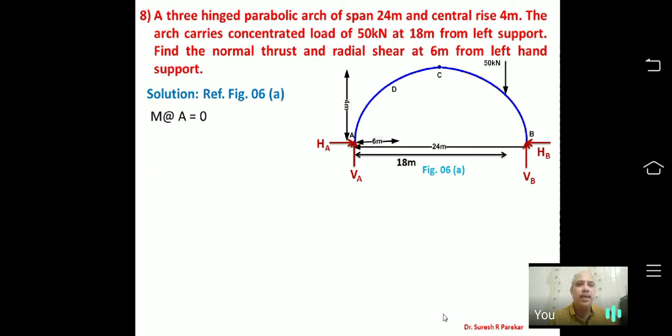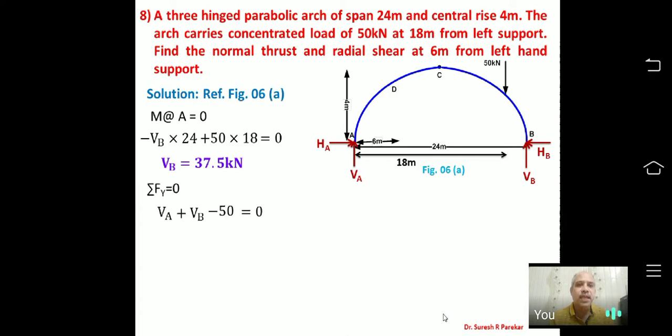Now we will take moment about A, sum of M_A = 0, and we have minus VB into 24 plus 50 into 80, and that is equal to 0. Gives me VB = 37.5 kilonewton. Now once I know this VB, I can find VA. So summation Fy = 0. So we have VA plus VB minus 50 equal to 0, gives me value of VA is 12.5 kilonewton, because we have VB 37.5 kilonewtons.